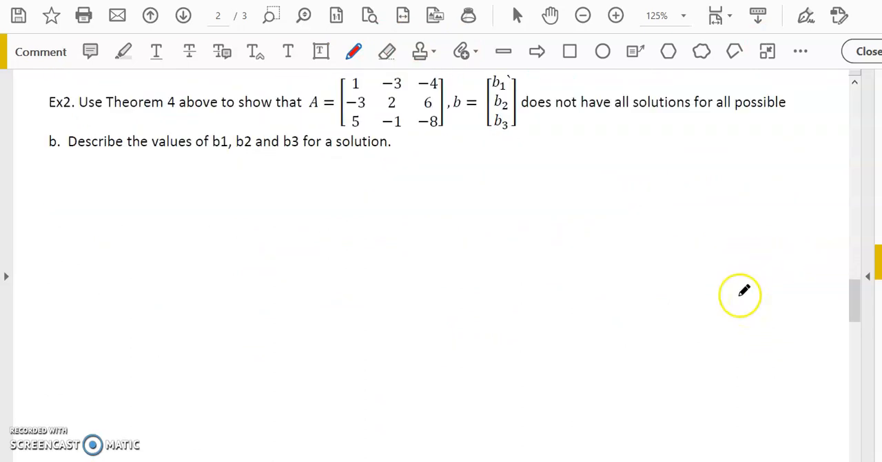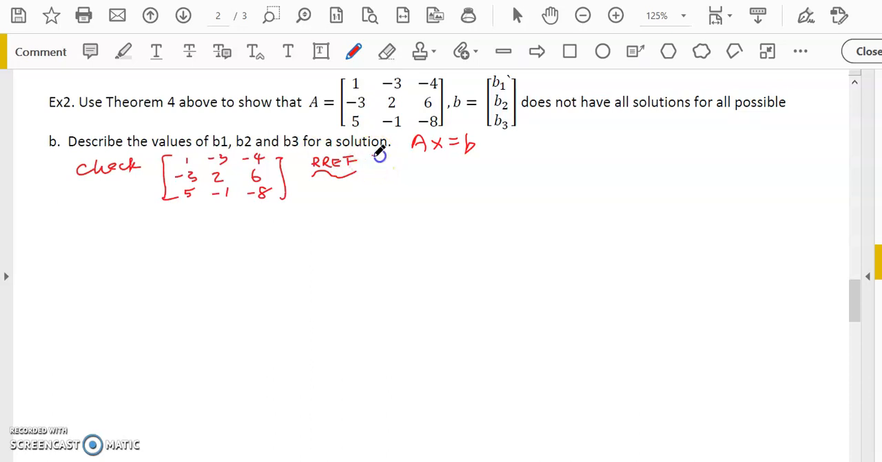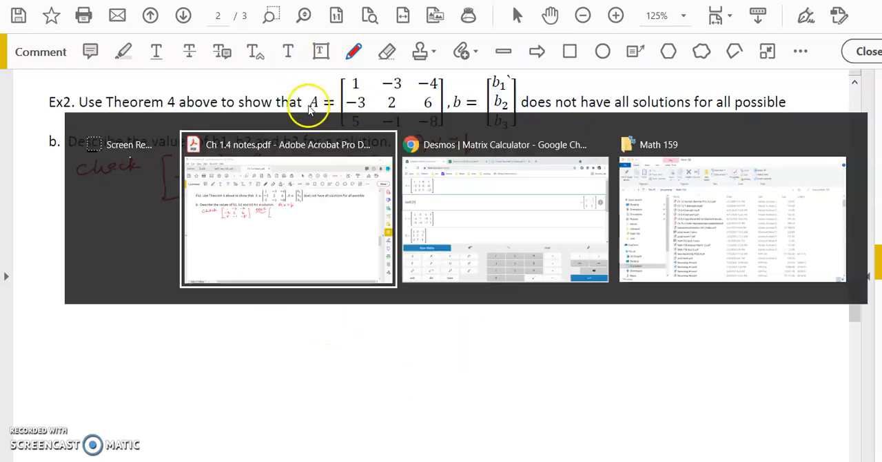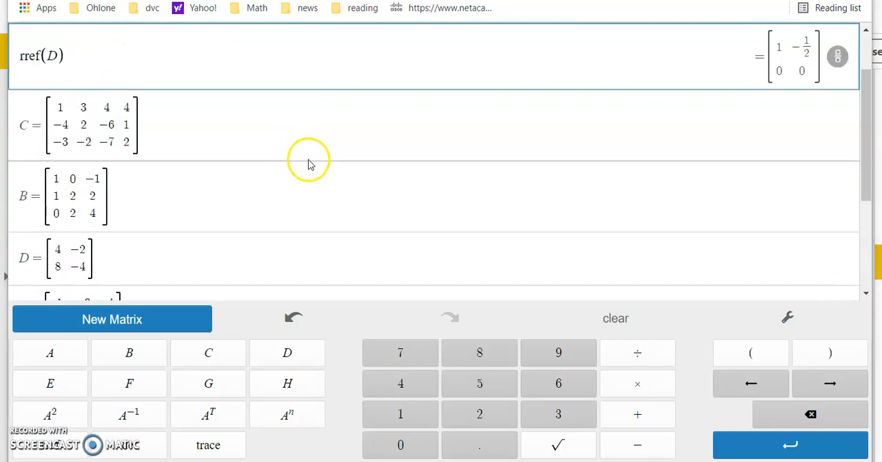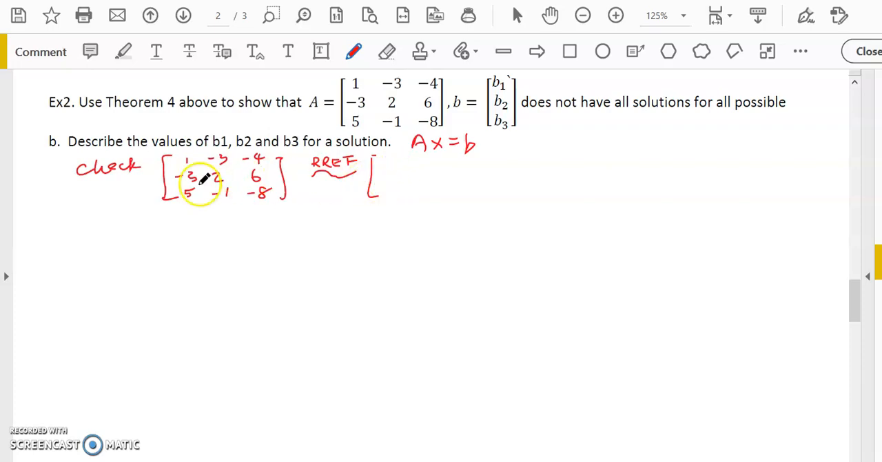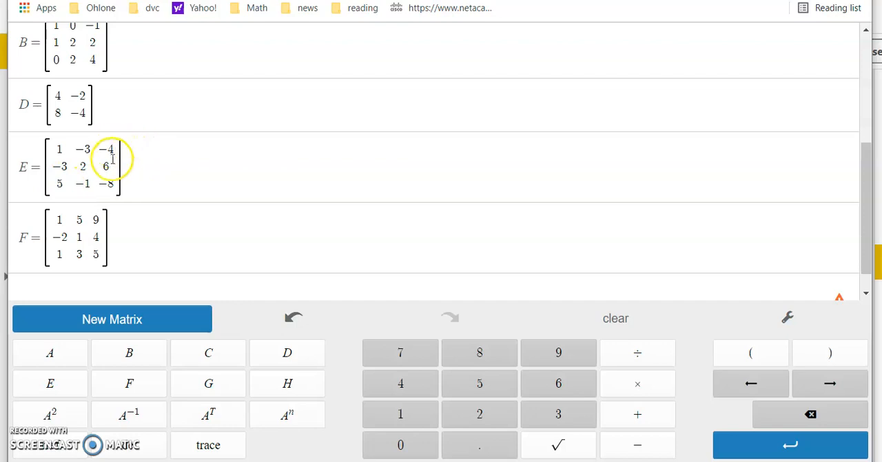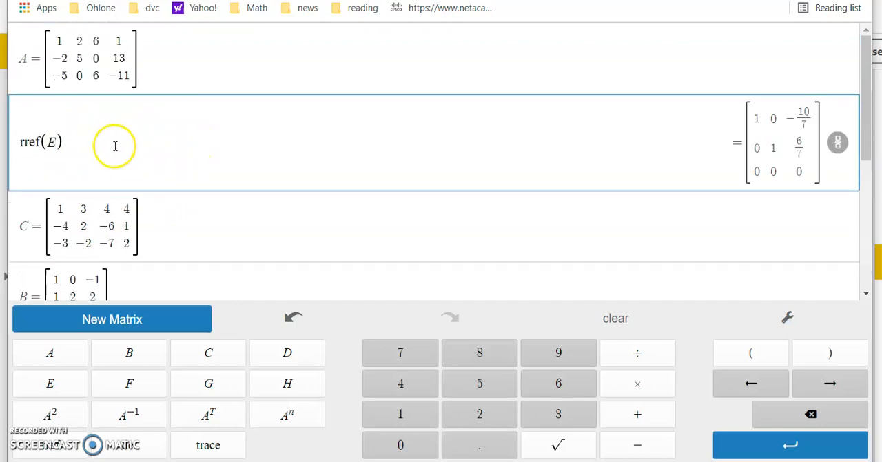Another example, a more complex one. Similar, I have A and B in an equation Ax equal to b. Can I have a solution for all b1, b2, b3? We just have to check just A, right? 1, -3, 5, -3, 2, -1, and -4, 6, -8. Does it have a perfect position in all rows? So we will do a row echelon form. Just the A, 1, -3, 5, -3, 2, -1. Is it right? Yeah, it is correct.